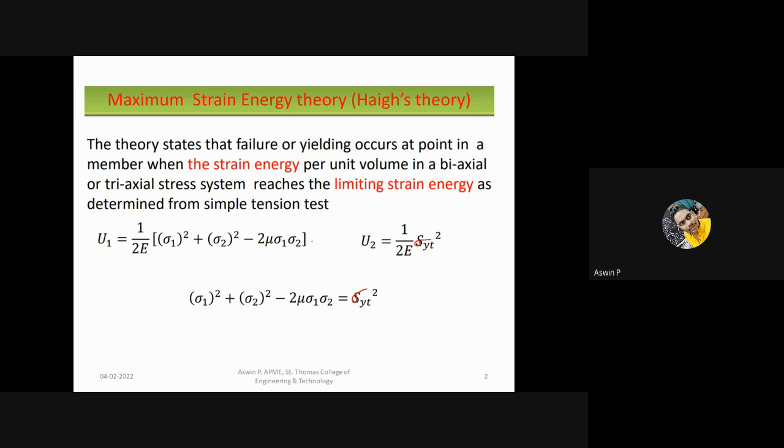Give the first one as equation 1 and the second one as equation 2. Equating equation 1 and 2, please write, we will get, please note down, sigma 1 square plus sigma 2 square minus 2 mu sigma 1 sigma 2 equal to sigma yt square.